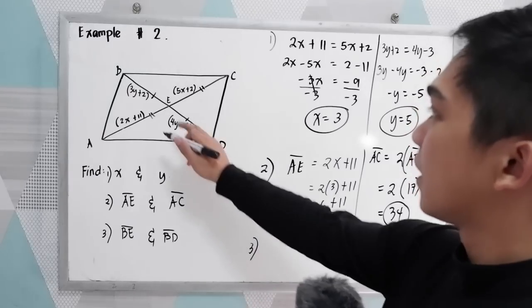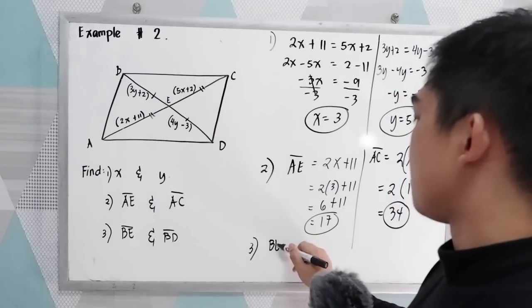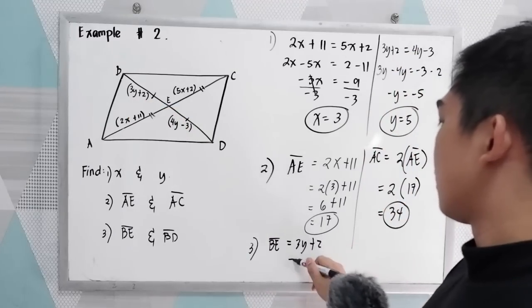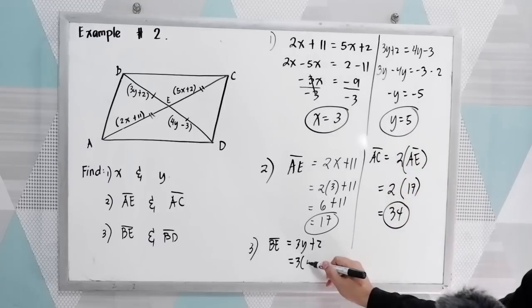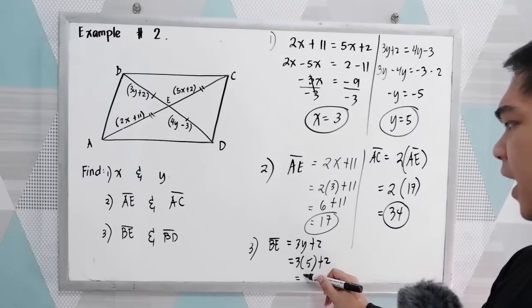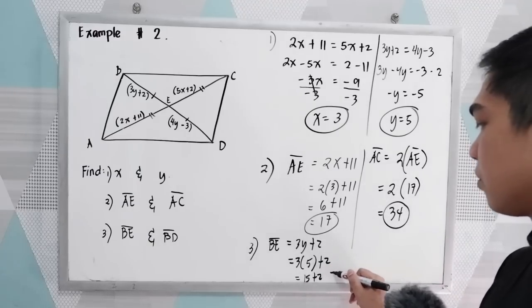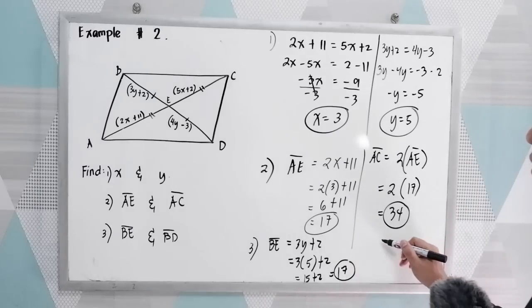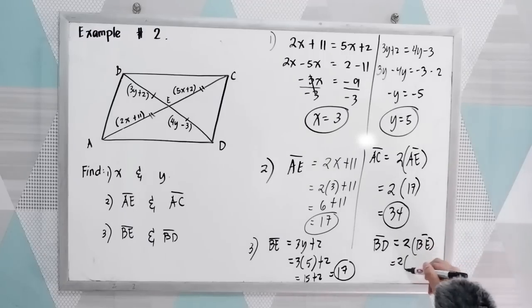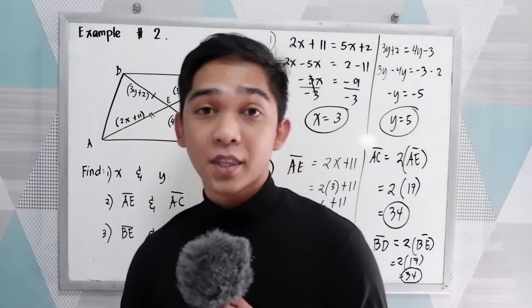Number 3, BE. BE is 3y plus 2. So 3 times our y, which is 5, plus 2. 3 times 5 is 15, plus 2, so 17. And BD is twice BE. So 2 times 17 is 34. So that is our property number 5.